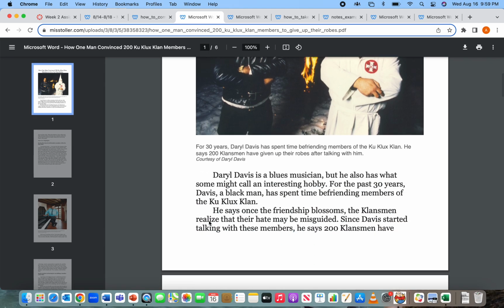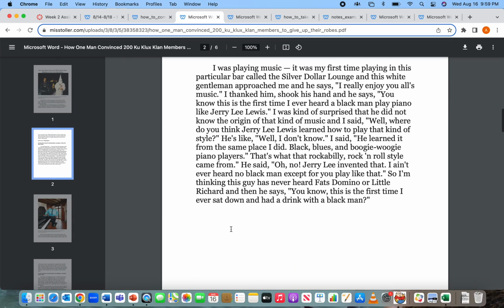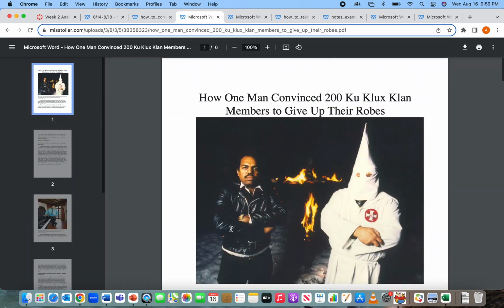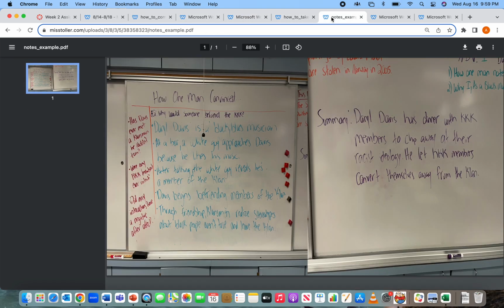So kind of going through step 1, the first paragraph will be Daryl Davis is a blues musician. The second one will be he says once the friendship blossoms, so on and so forth. So once you're done reading the article and taking notes on it, we as a class would then go ahead and take notes. And I'm going to have an example here of what those notes actually look like. And you can tell that the article is 6 pages, but the notes that we as a class take, which is going to be on the board here, are very short.